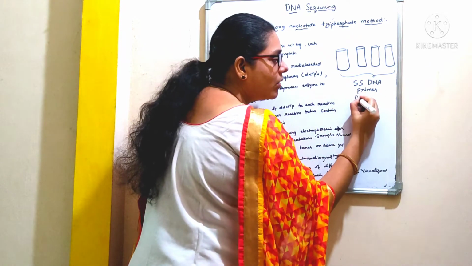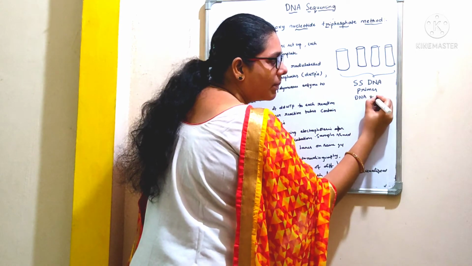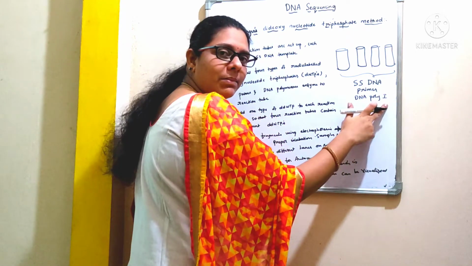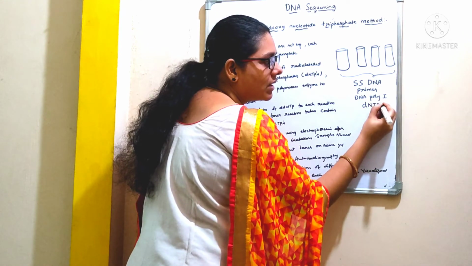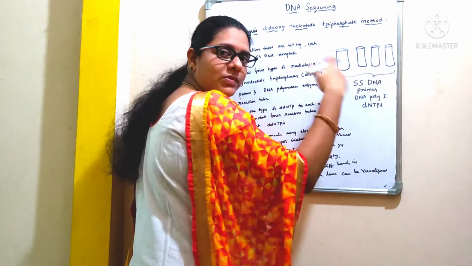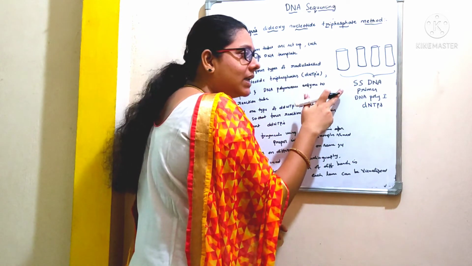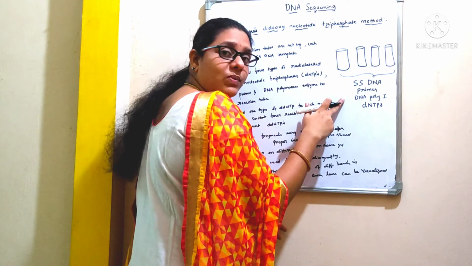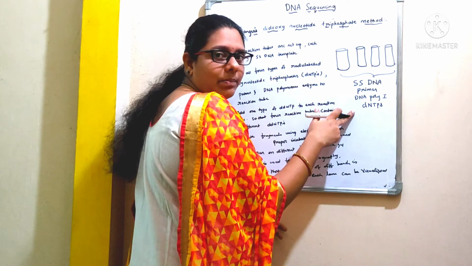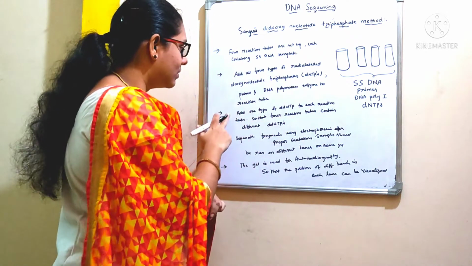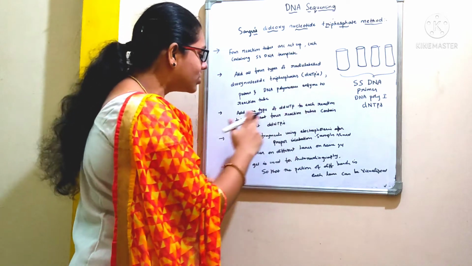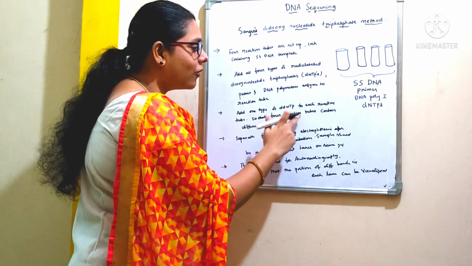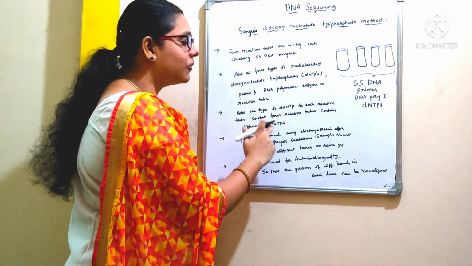We are going to add the enzyme DNA polymerase 1. At the same time, we are going to add radio-labeled dNTPs. Now all these 4 test tubes will contain single-stranded DNA, primer, DNA polymerase 1 and radio-labeled dNTPs, right? Add one type of ddNTP to each reaction tube so that the 4 reaction tubes contain different ddNTPs.